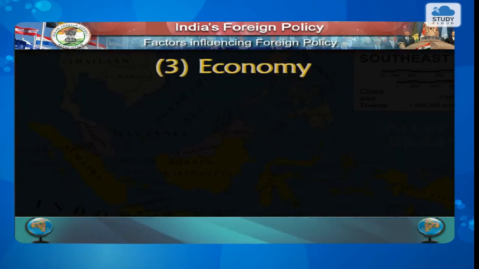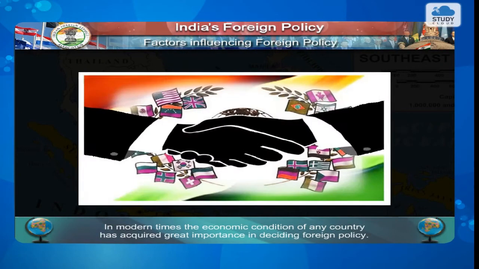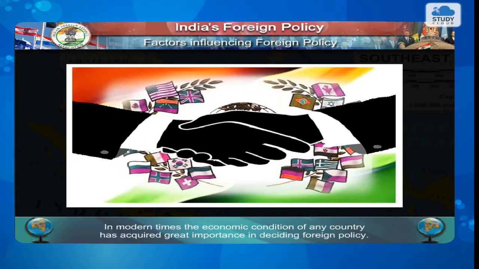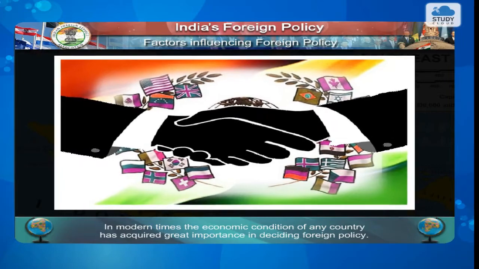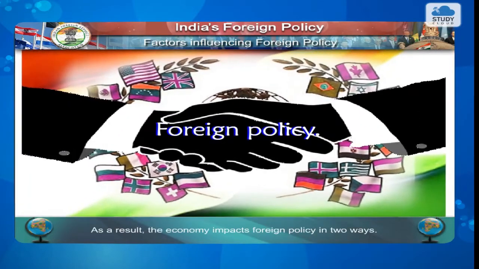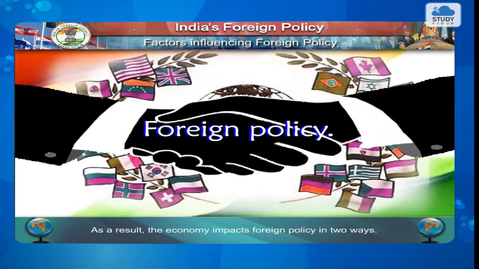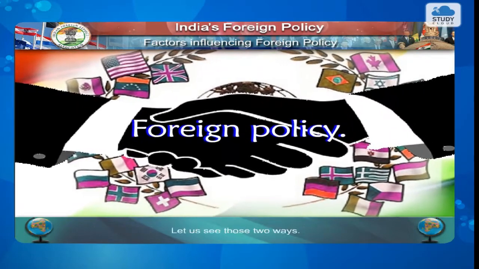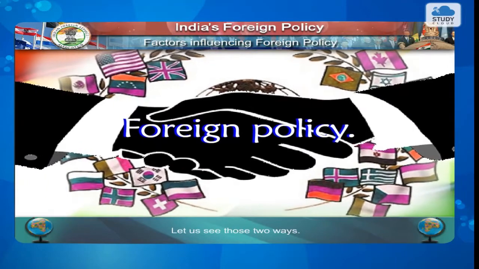3. Economy. In modern times, the economic condition of any country has acquired great importance in deciding foreign policy. As a result, the economy impacts foreign policy in two ways. Let us see those two ways.